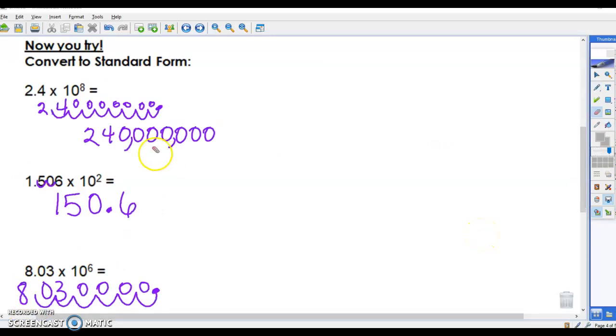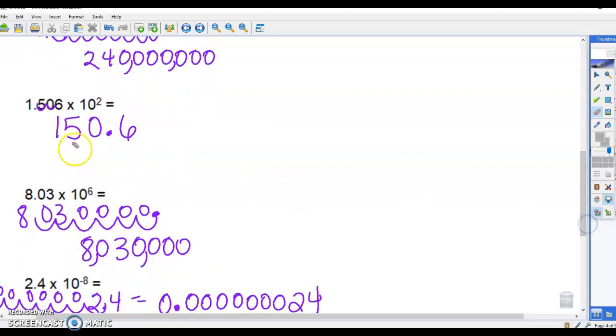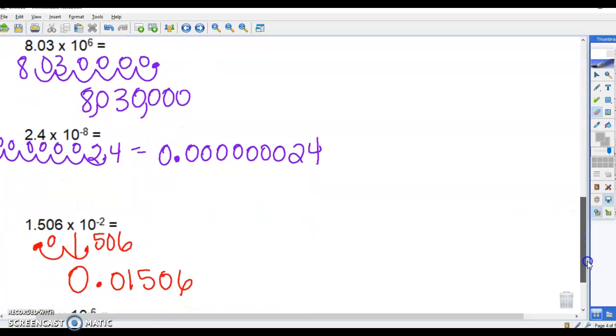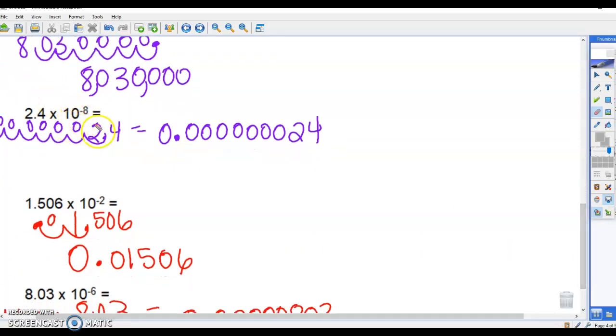Guys, how'd you do? 240 million, so this one only has 7 zeros. 150.6. It only moves 2 places to the right. This one moves 6 places to the right. 8,030,000. This one moves 8 places to the left, so you're going to have 7 zeros after the decimal before the 2 and 4.